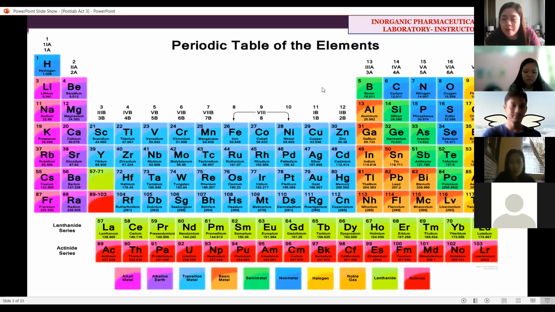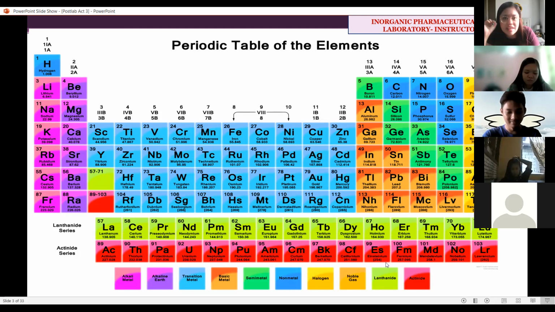Especially for the common elements, class, you actually don't need to memorize the lanthanide and actinide series because they are called rare earth metals. They are rarely seen on earth, not so abundant, thus we also don't use them much when it comes to making compounds and chemical formulas. The ones at the top, from hydrogen toward the right, are the common elements, and those are the ones whose names you are familiar with.